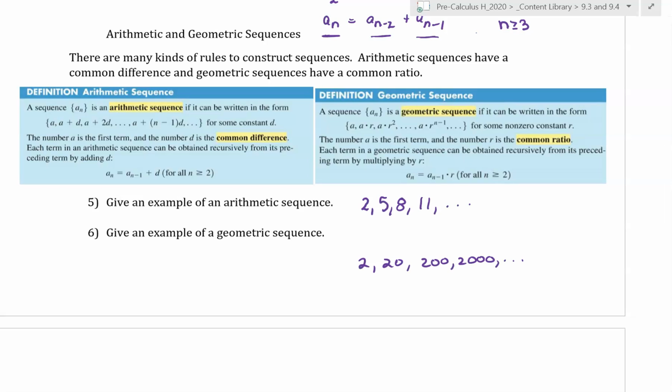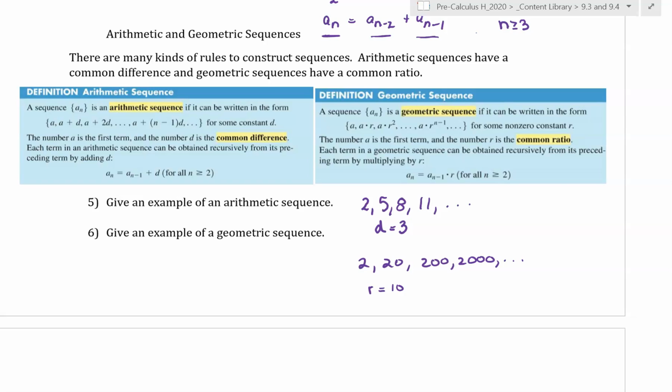Okay, so if we're thinking about an arithmetic sequence, notice we have some common difference where you're adding the same number. So for the example that I have, I've made my common difference 3. So if I keep adding a common difference of 3, this is an arithmetic sequence. Notice for number 6, I made an example and I made my common ratio 10. So I keep multiplying by 10. And so again, it's a geometric sequence if you're multiplying by a common ratio, a non-zero common ratio, r.